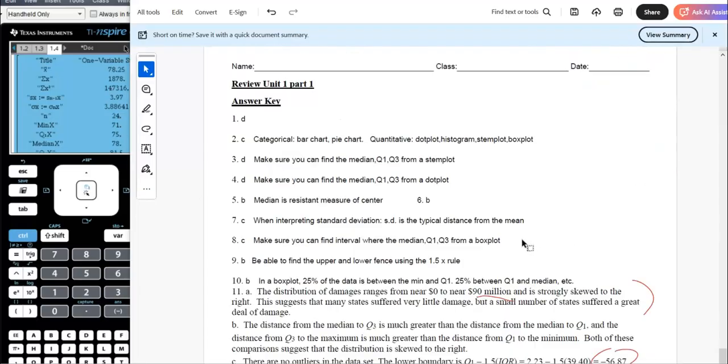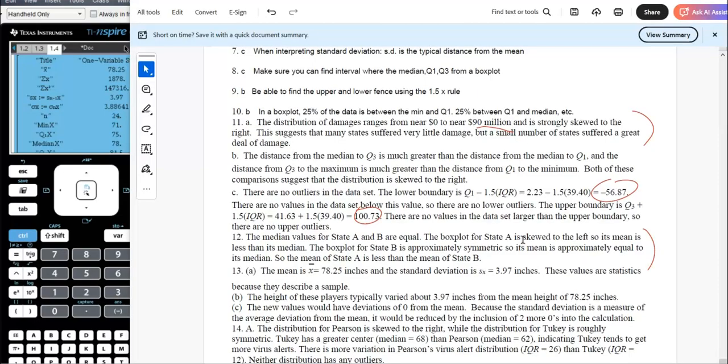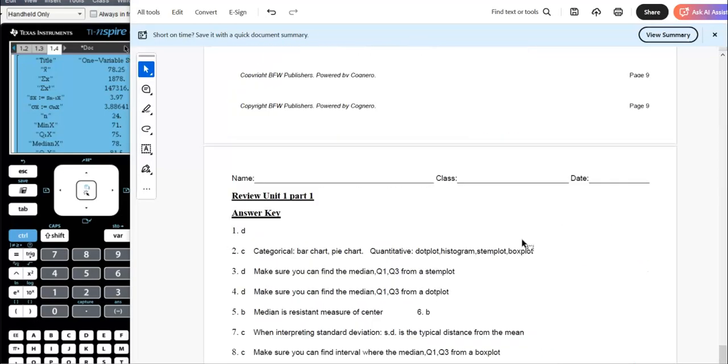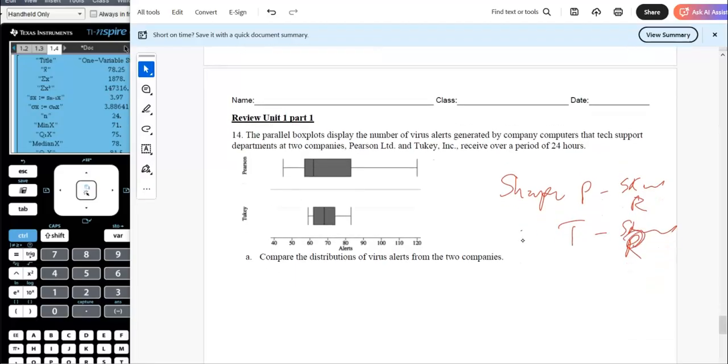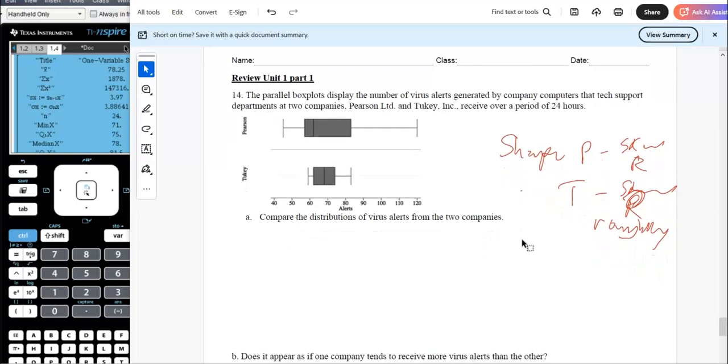Let's see what they said for 14. Oh, they said it's roughly symmetric. I could probably go both ways there. I definitely see that roughly symmetric. Sometimes I take two different answers. I can take two. I would do that there.